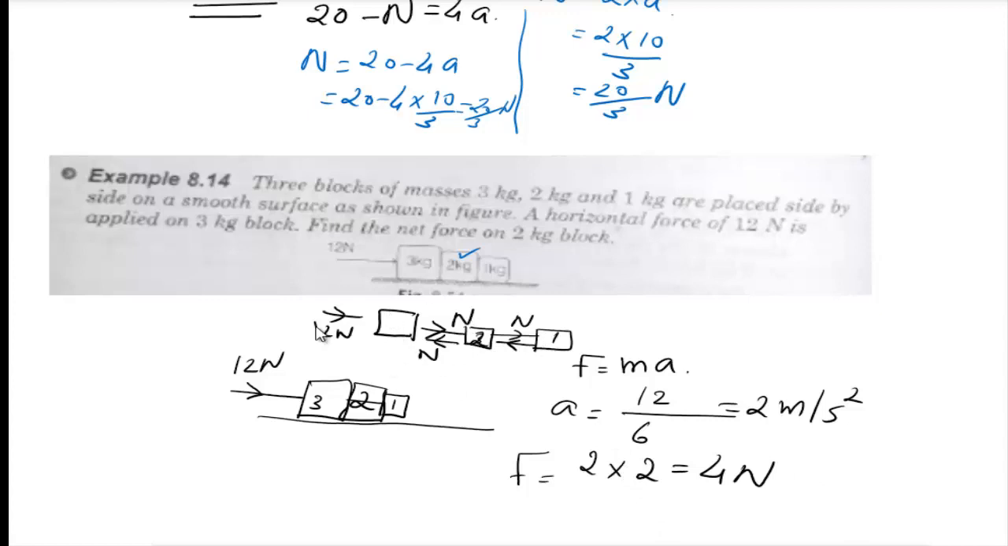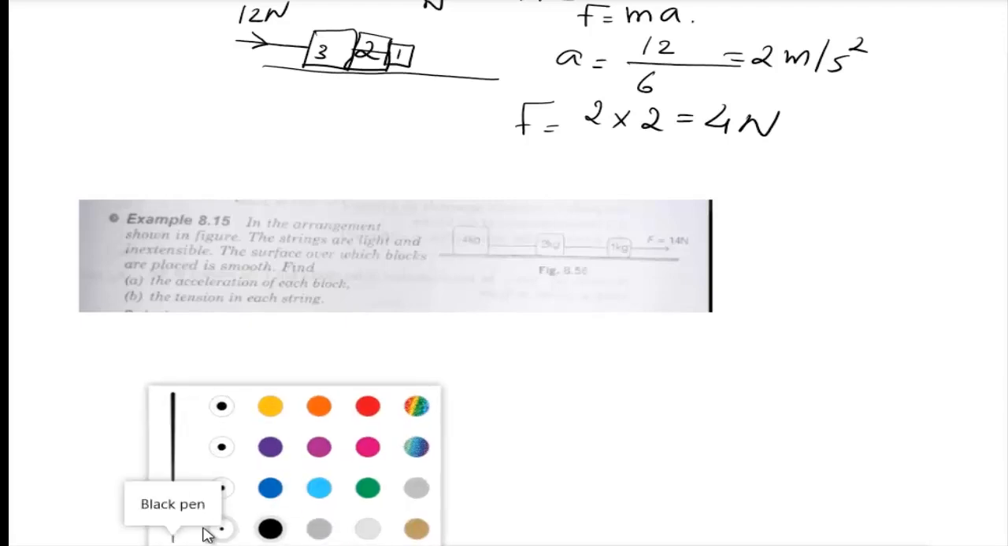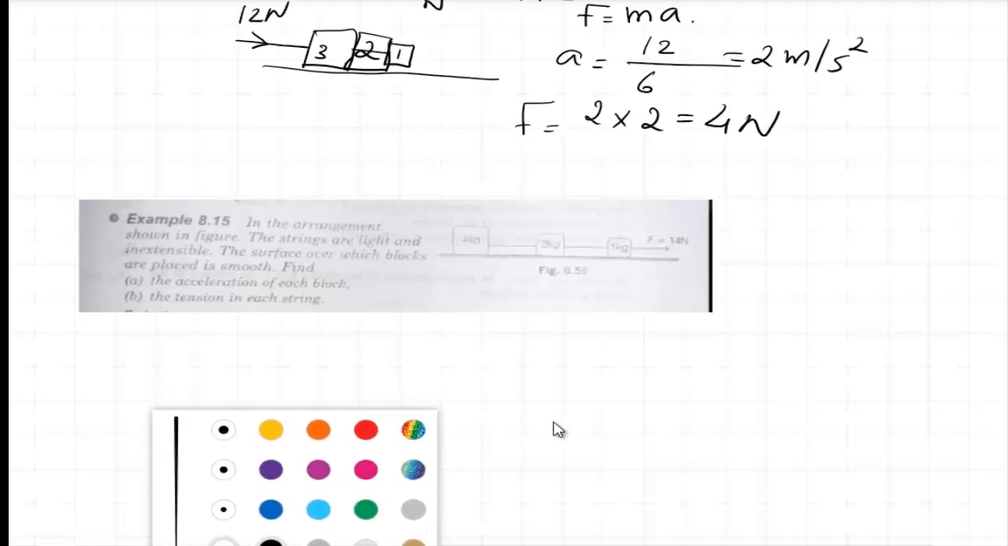Net force on the 2 kilogram block is the resultant of all these forces. Okay. So in the next question, in the arrangement shown in the figure, the strings are light and inextensible. Then the strings are inextensible.